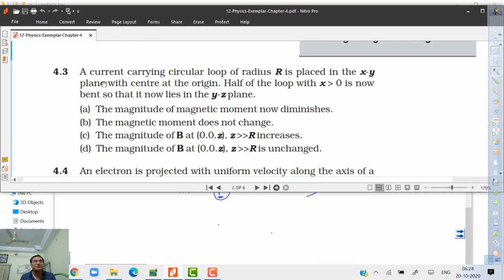So one more question. A current carrying circular loop of radius r is placed in the xy plane with center at the origin. Half of the loop with x greater than 0 is now bent so that it now lies in the yz plane.